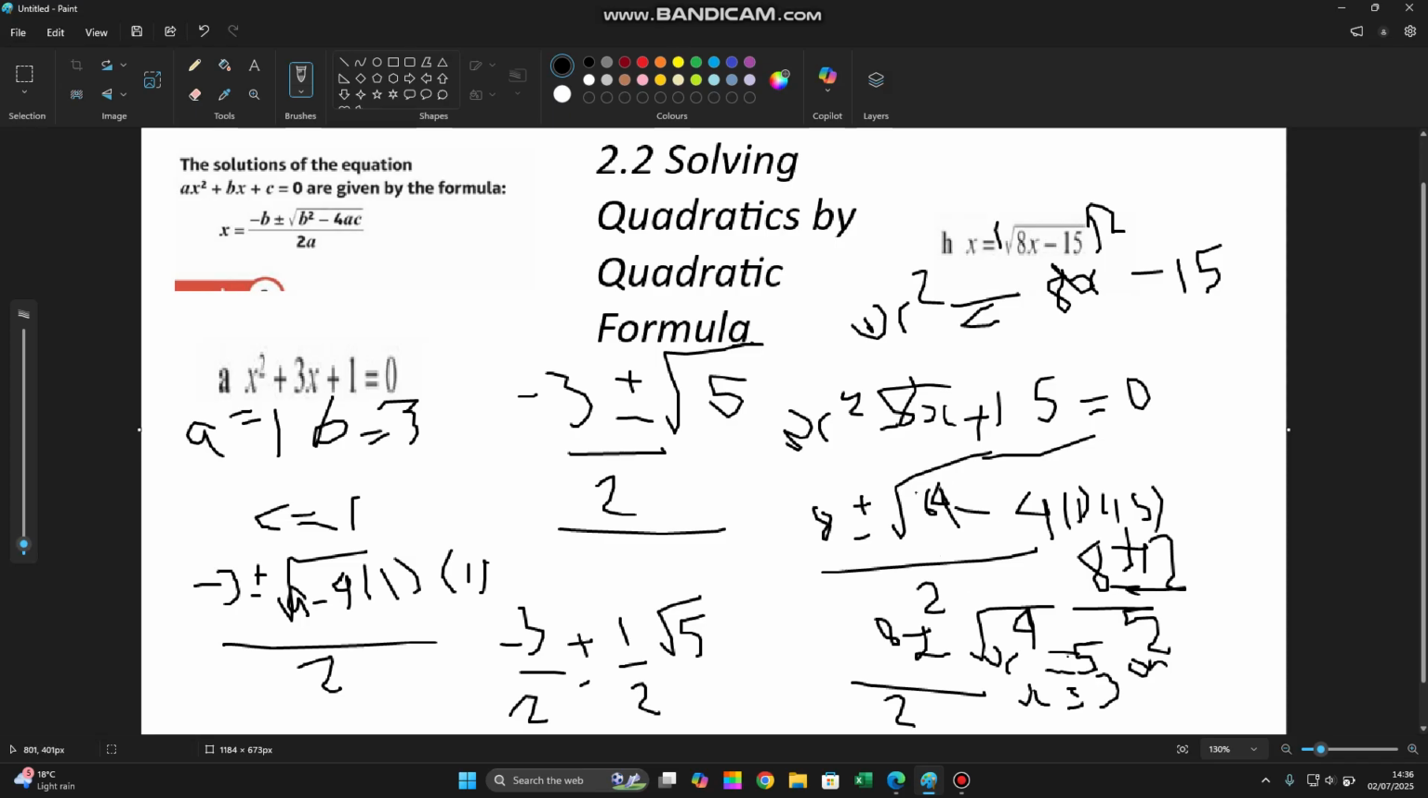Now I'm pretty sure you probably could have used factorising. Yeah, that's way quicker than using the quadratic formula, but we've still got our answer at the end of the day.